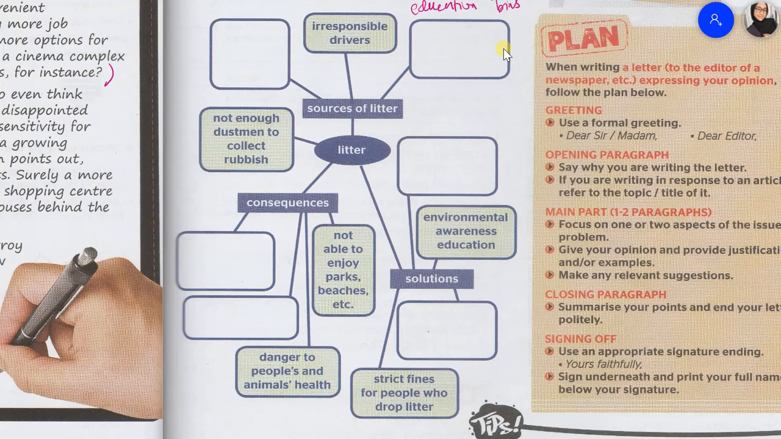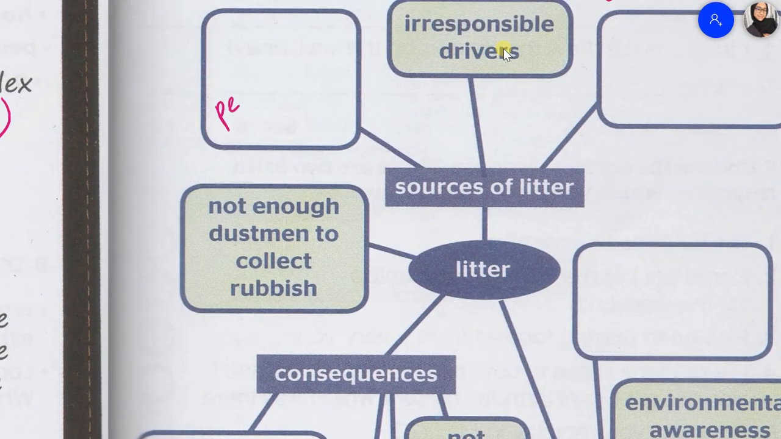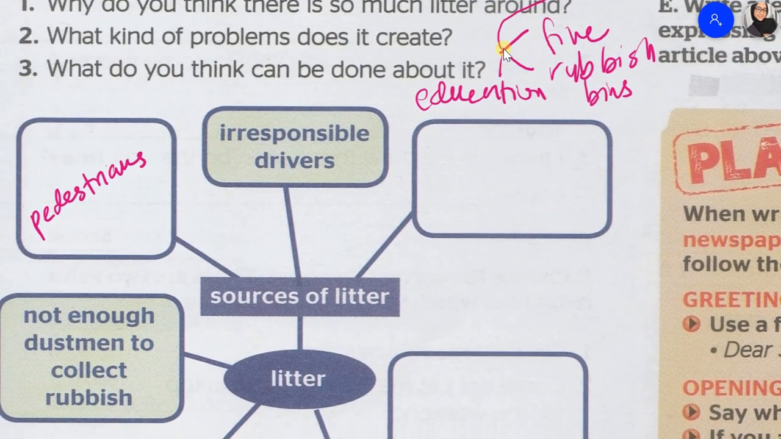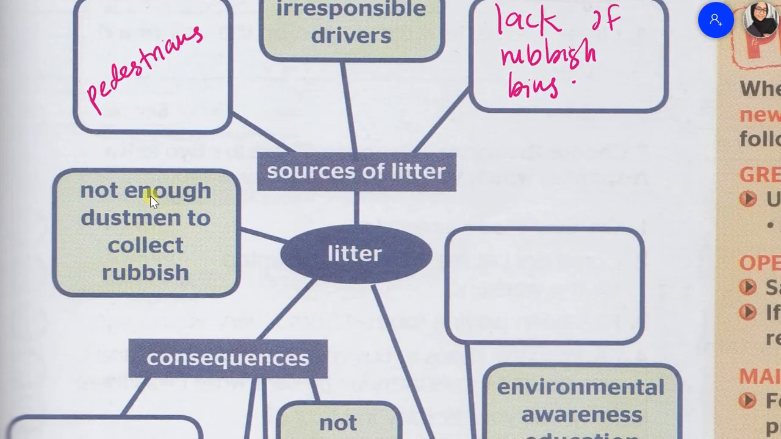or from pedestrians. Pedestrians, pejalan kaki. And also what? Lack of rubbish bin. Not enough rubbish bins in the park. Okay. Now we found the sources of litter, and then not enough dustmen to collect rubbish. Sure, true. Not enough dustmen to collect rubbish.